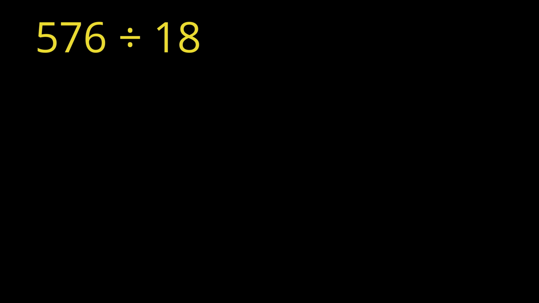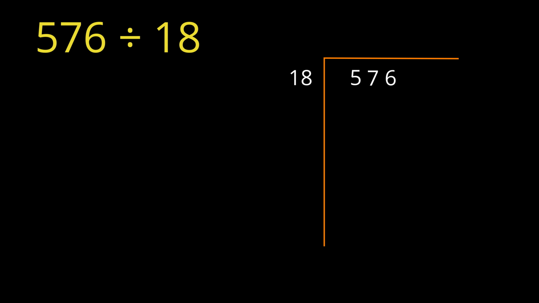Now let's do 576 divided by 18. 18 does not divide into 5, so bring down the next number, which is 7. 18 divides into 57 about 3 times. Write 3 in the answer. 3 multiplied by 18 is 54. 57 minus 54 is 3.